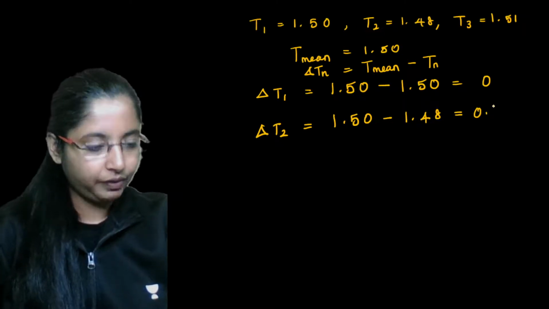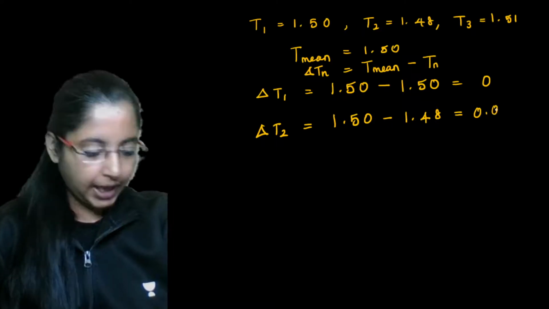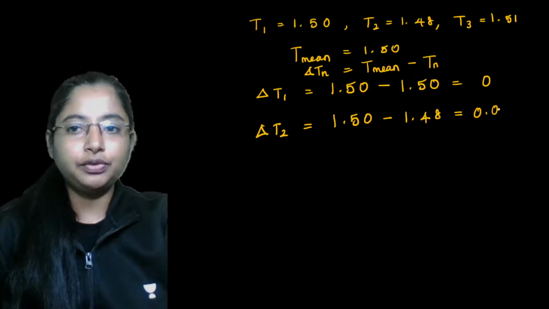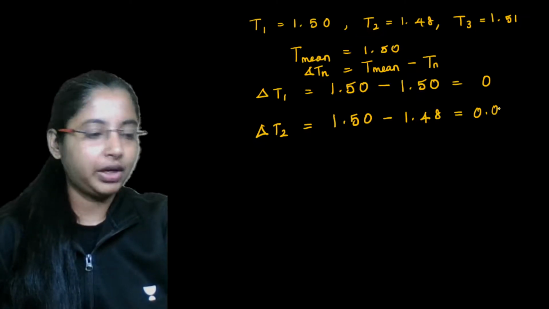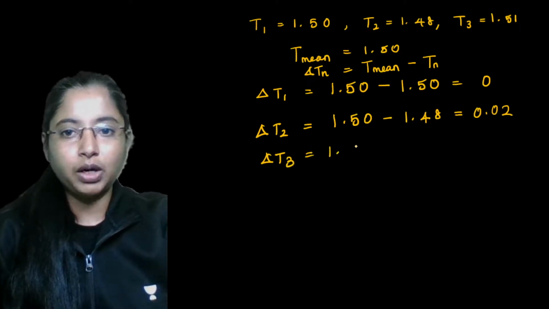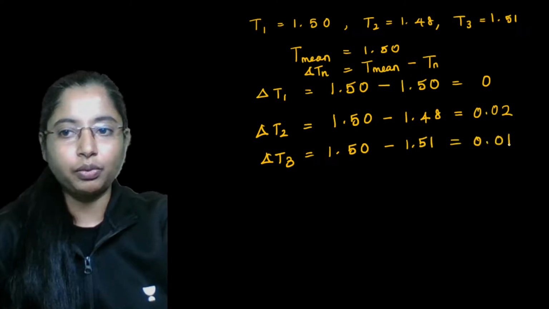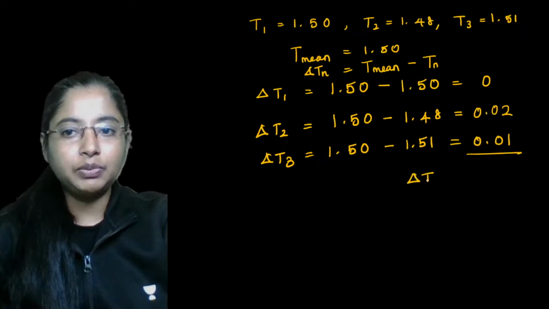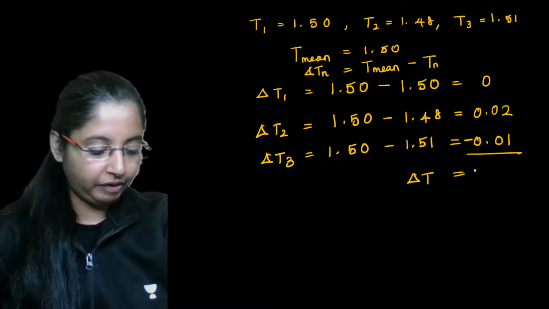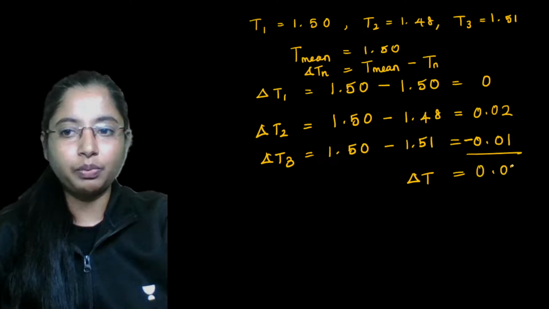Just check your value once again for absolute error. Yes, absolute error is fine. Now delta T3 is 1.50 minus 1.51, obviously this is negative 0.01, but always remember, we are going to take the absolute value. So we are going to add all the terms, and this will be 0.03.